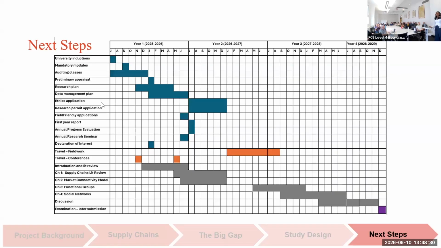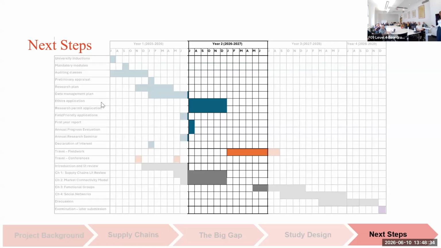And I have my full detailed Gantt chart here, but I'm going to focus your attention on what's going to happen basically in July after I'm officially a second year PhD student. I'm hoping to again continue working on my chapter 1 and 2, but put in my ethics application to hopefully start fieldwork in the second half of the year.